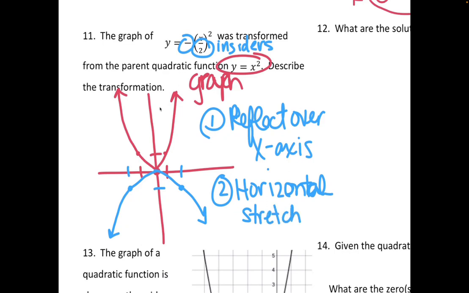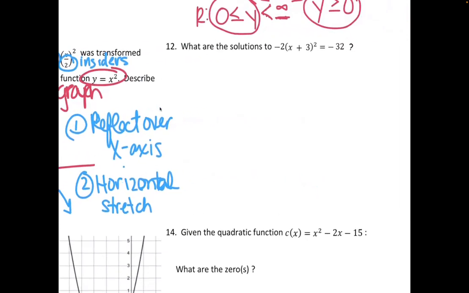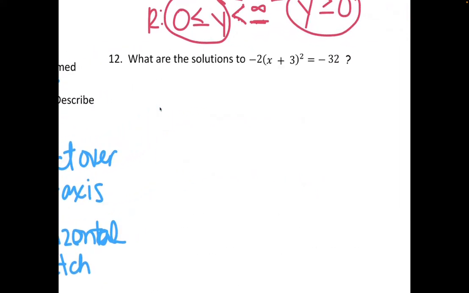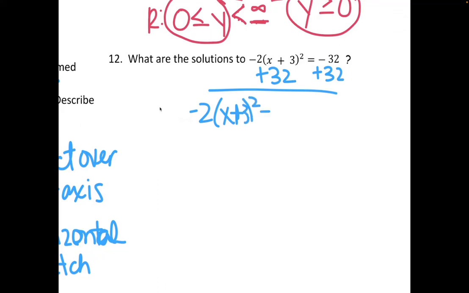Number 12, change it, right? We're going to move our 32 over. And even again, there's parentheses there. It doesn't matter. We can still graph that in our Desmos, right? And when we do that, we get x equals -7 and +1. So I feel like y'all are pretty good at that at this point.